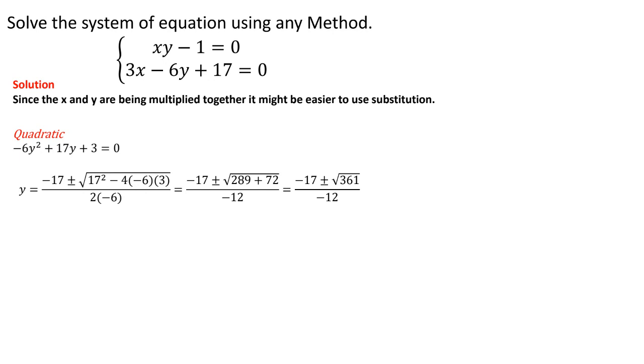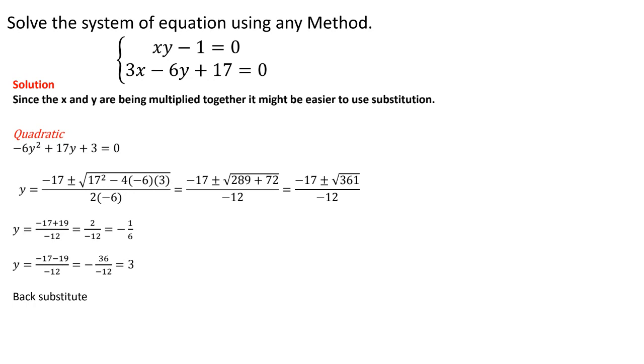So when I do this, I have minus 17 plus or minus the square root of 361 divided by -12. So we have two solutions: the plus square root of 361 and the minus square root of 361. The square root of 361 is 19. So we have minus 17 plus 19 divided by -12. Minus 17 plus 19 is a positive 2, divided by -12. So this simplifies to -1 over 6.